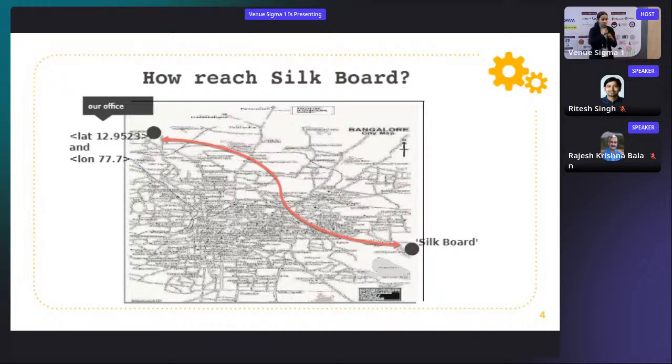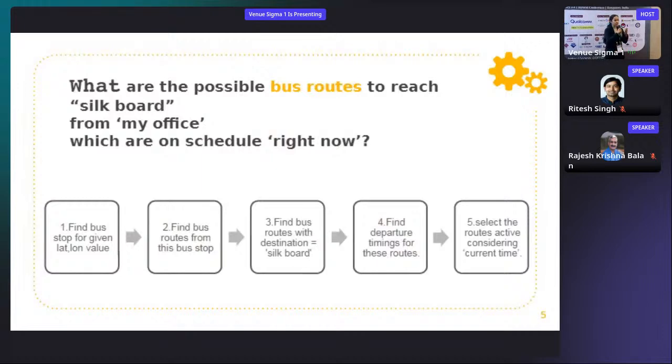So let's consider a real world problem. Our office is at a location mentioned there with a lat long value. If we want to reach the destination Silk Board, we have all the transportation information available with us. To break down our problem into smaller chunks, first we need to find the bus stops reachable from our lat long value. The second is what bus routes are available from that particular bus stop. Then we need to filter out which bus routes lead to Silk Board. And then, according to the current time, I need to choose the possible bus route.